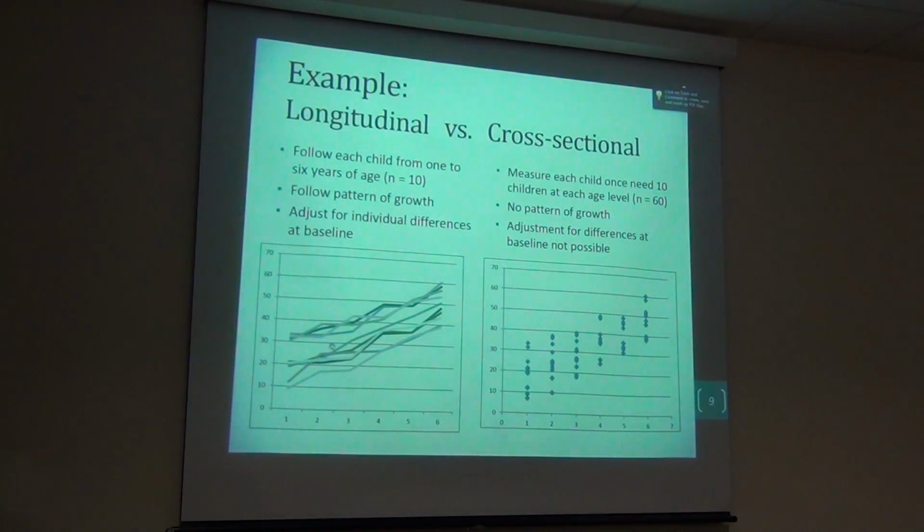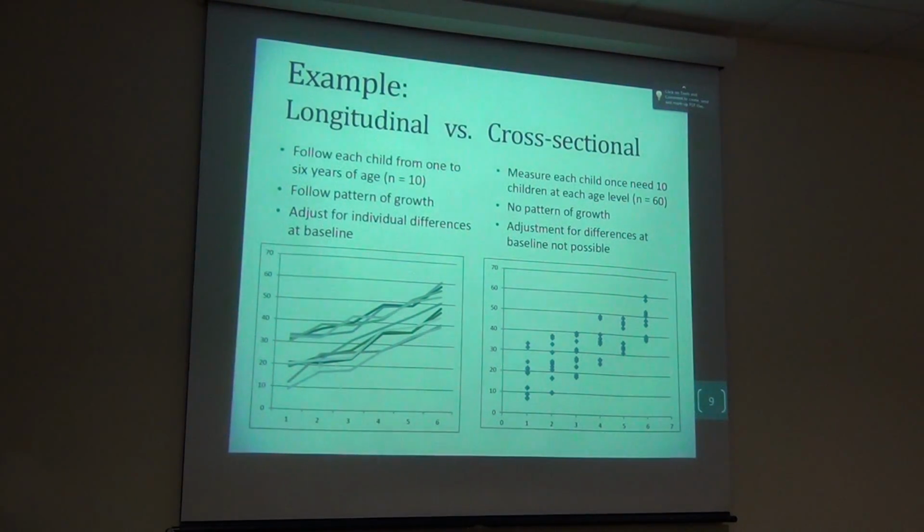Okay? So in this case, let's say you have 10 children. If you're going to conduct a cross-sectional study and you want 60 measurements, then you would need 60 children. So you'll need a set of 10 children at 1 year of age, 10 children at 2 years of age, and so on. In cross-sectional studies, you can't connect the measurements from 1 to 2 years and so on because these are not the same children. They are different children. So you can't really see a pattern of growth for each child like you would be able to do with a longitudinal study.